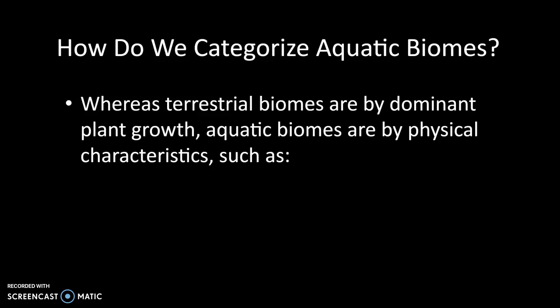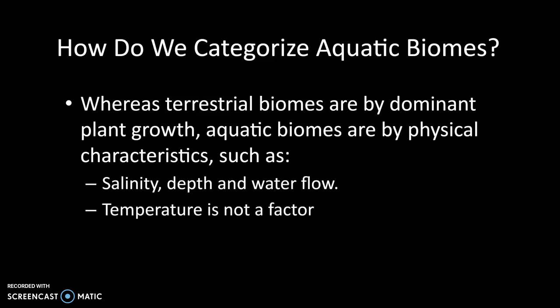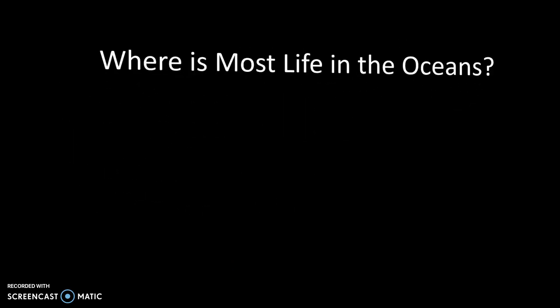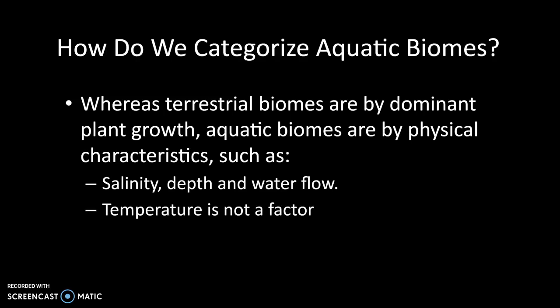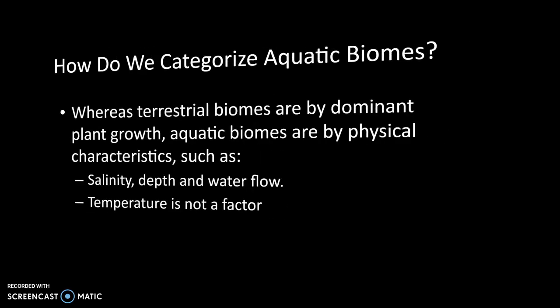Here we go. This is what I was looking at earlier. Normally, as we categorize terrestrial biomes, we do that with temperature and precipitation. We don't do aquatic biomes the same way. We do it with salinity, depth, and water flow. So that tells you, in other words, is it a lake or is it the ocean, or is it where the two might meet, like a river delta? And we'll see how that comes in here in a little bit.